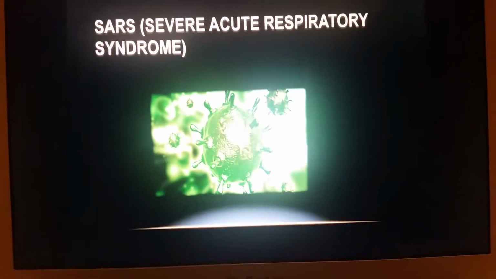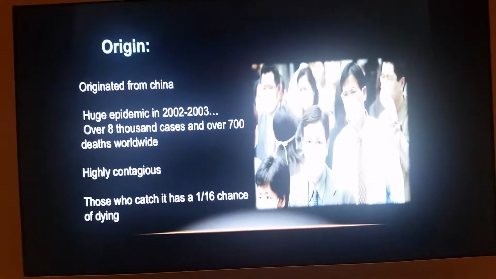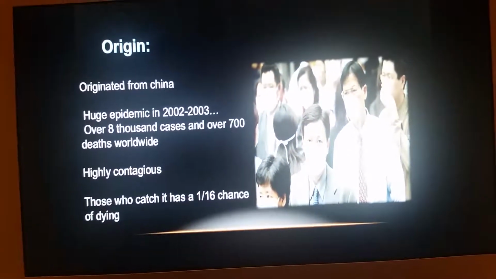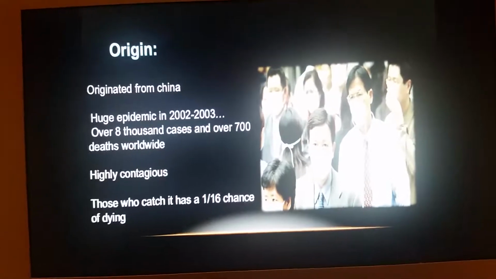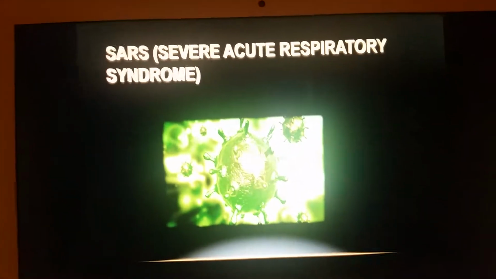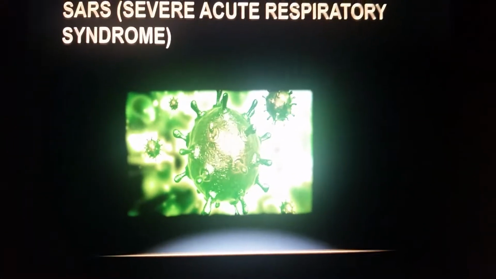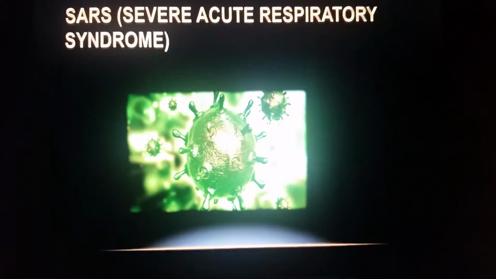And the definition of SARS is that it's a contagious and sometimes fatal respiratory illness of zoonotic origin caused by the SARS coronavirus. And here, this is an image of the virus itself.